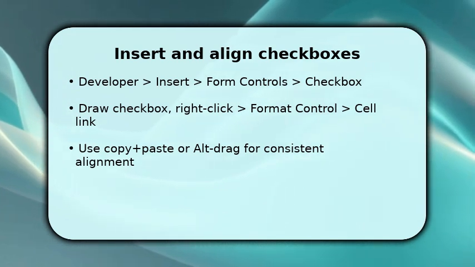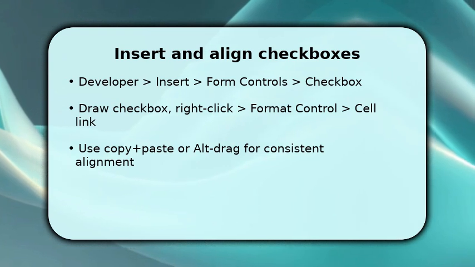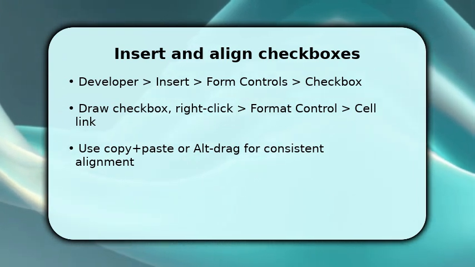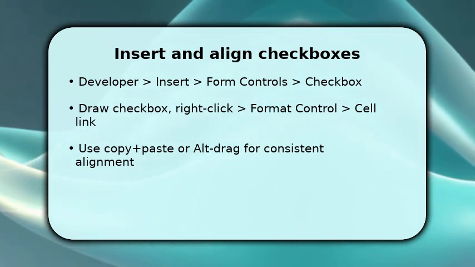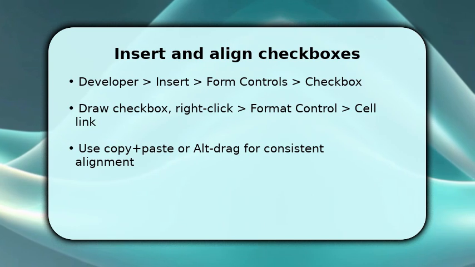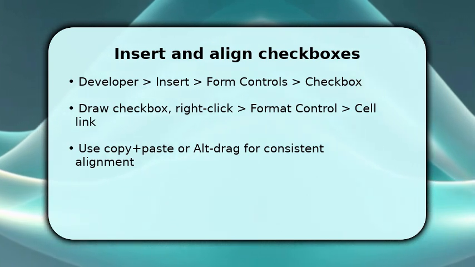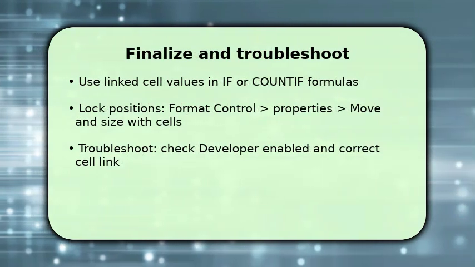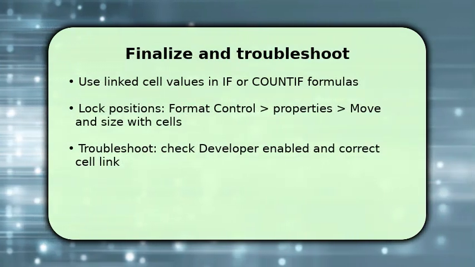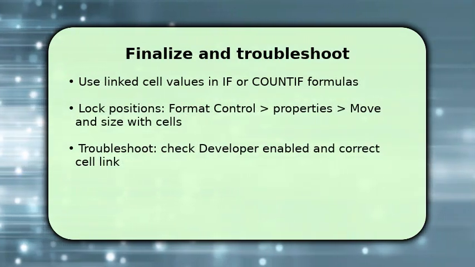To place multiple boxes quickly, copy and paste or hold Alt while dragging to snap to the cell grid for clean alignment. Make sure sizes match. Use the Format Painter, or set exact height and width for uniform appearance across rows or columns. Finalize by using linked true/false values in formulas like IF or COUNTIF to summarize selections.